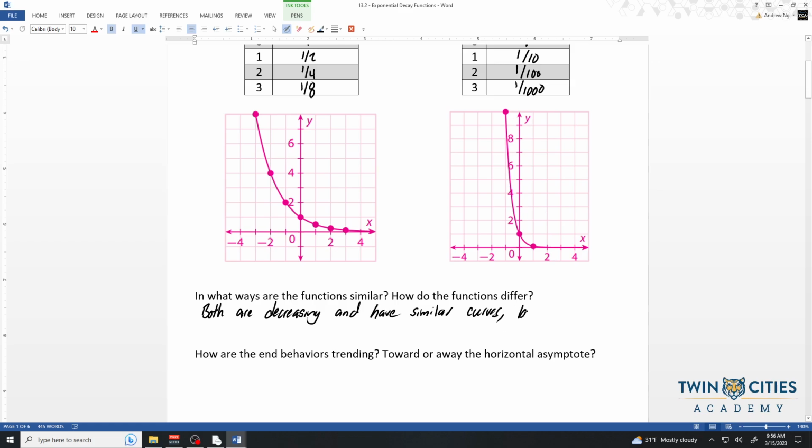Okay, so I'd say 1/10 to the x is decreasing or falling much faster.